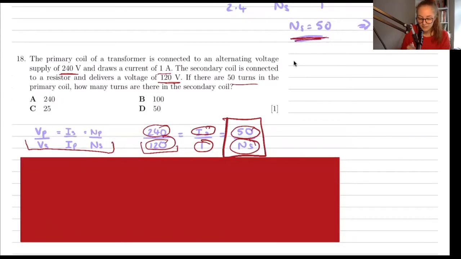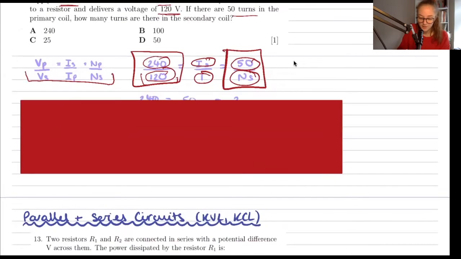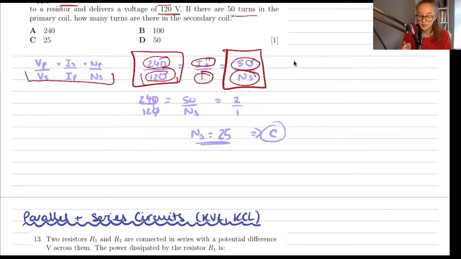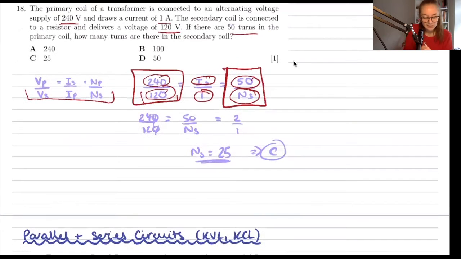So we need this ratio here, and we also have information about this ratio here. So we can equate these two, rearrange, and get an expression for the number of turns in the secondary. And it happened to be 25, which is, optimistically, answer C.